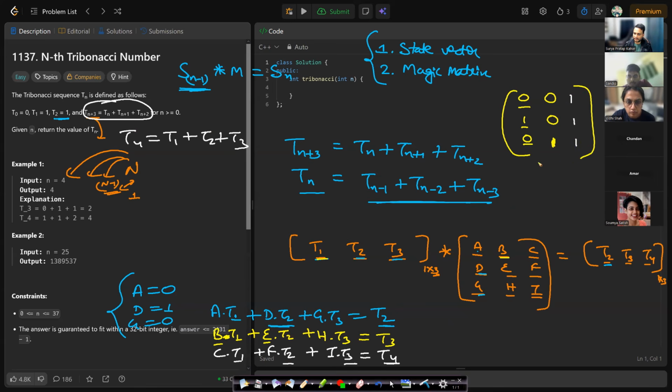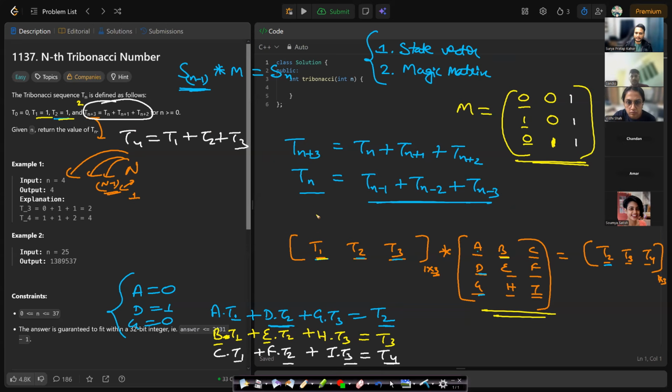Okay. This is my magic matrix. I found the magic matrix. What should be this value? T1, T2, T3, I think so. You can calculate 1, 1, and the next one is going to be 2, 0 plus 1 plus 1.